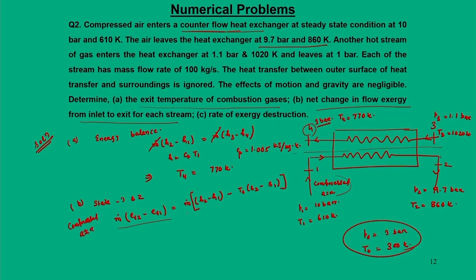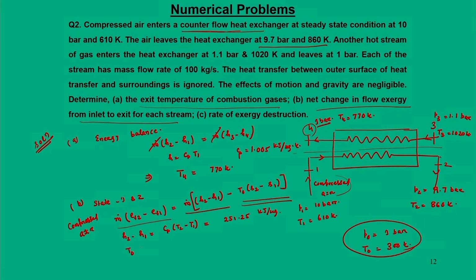Now, from here we have to calculate each of the terms. This we know, we can find out H 2 minus H 1 as C p times T 2 minus T 1. So, this number we can find it out as 251.25, because T 2 and T 1 are given.